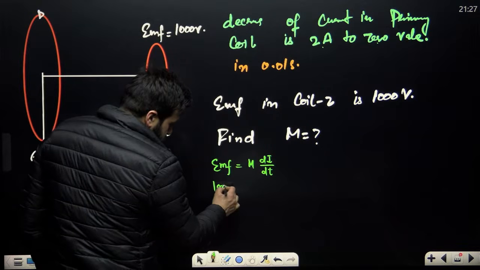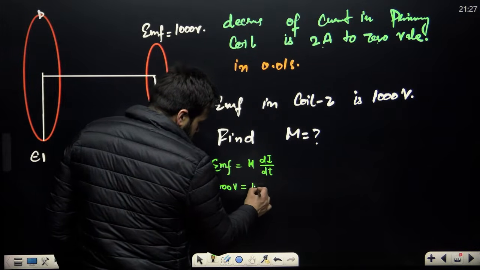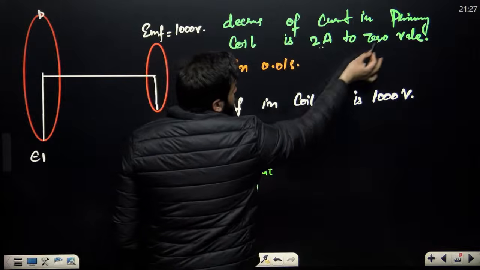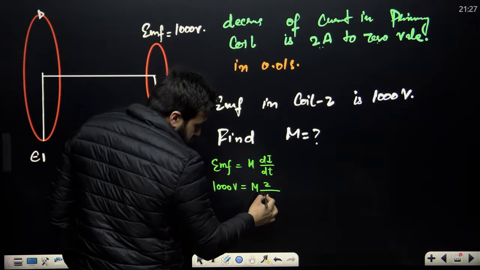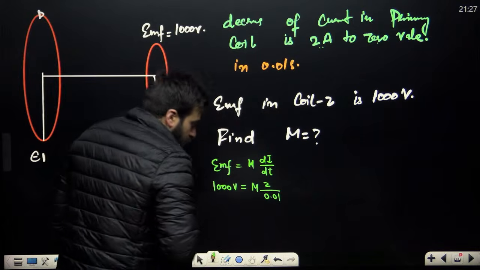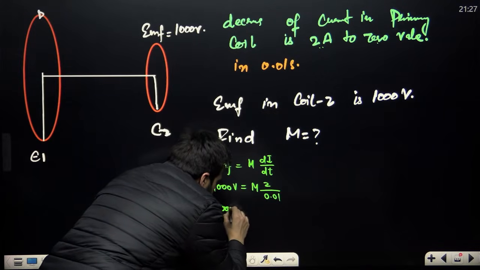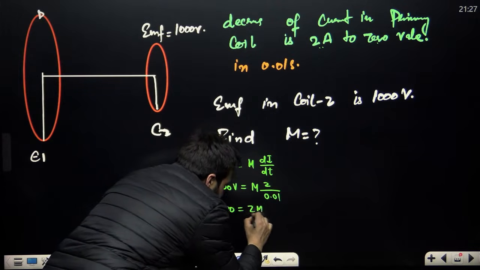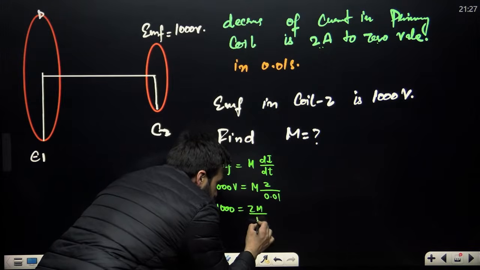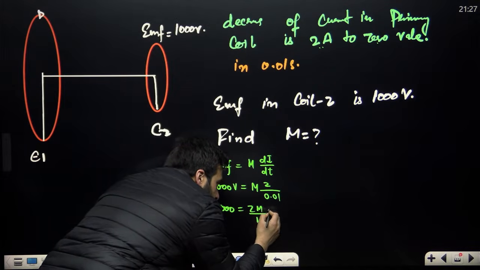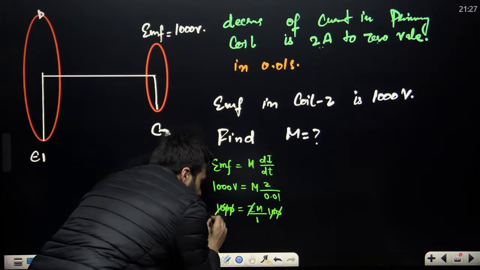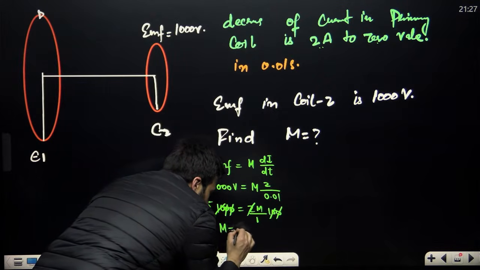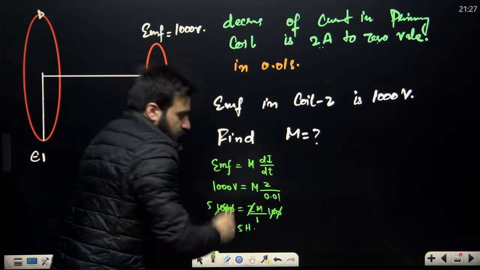EMF created over here is 1000 volts, equal to M di, the change in current from 2 ampere to 0, which is 2, in how much time? 0.01 seconds. So 1000 is equal to 2M divided by 0.01, which means 1 by 100. 100 will go in the numerator. 2 fives are 10, so M will come out to be 500.